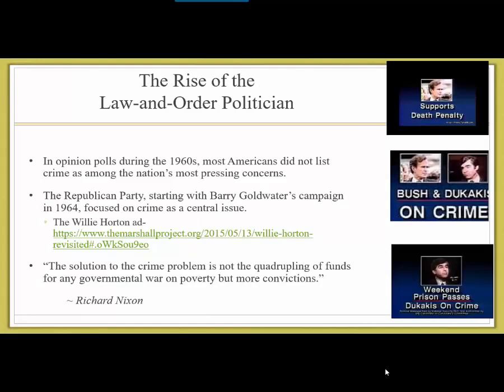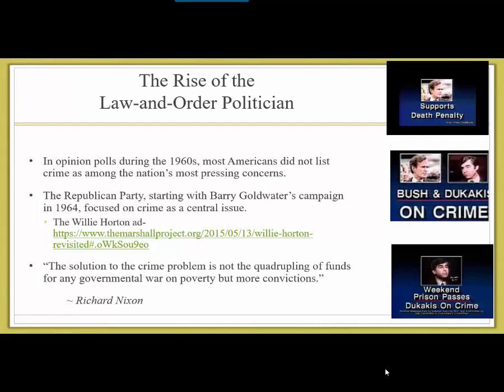So crime is one of those things that today a lot of Americans list as being a serious problem or a serious concern. But during the 1960s, most Americans did not even list crime as being the nation's most pressing concern. The Republican Party, beginning in 1964 with Barry Goldwater's campaign, a lot of which was based around being anti-integration and civil rights, focused on crime as a central issue.